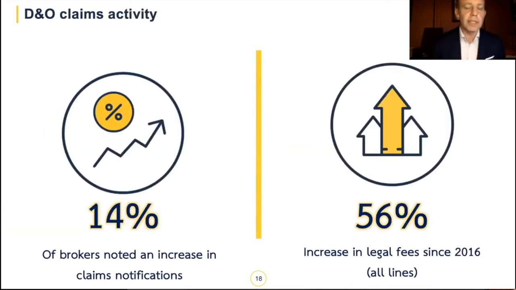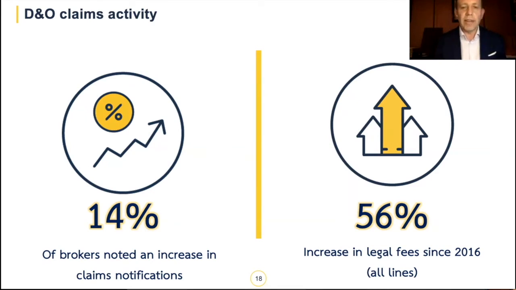What about claims activity? We spoke to 300 brokers. 14% said they'd noticed an increase in claims notifications. This is a little bit lower than our own experience. We've seen, I'd say, closer to a 20% increase in claims notifications over the past 24 months. But since 2016, our legal fee spend on D&Os increased by 56%. That way outstrips inflation. So not only are legal fees rising, but we're finding that the cases are becoming more difficult to defend.